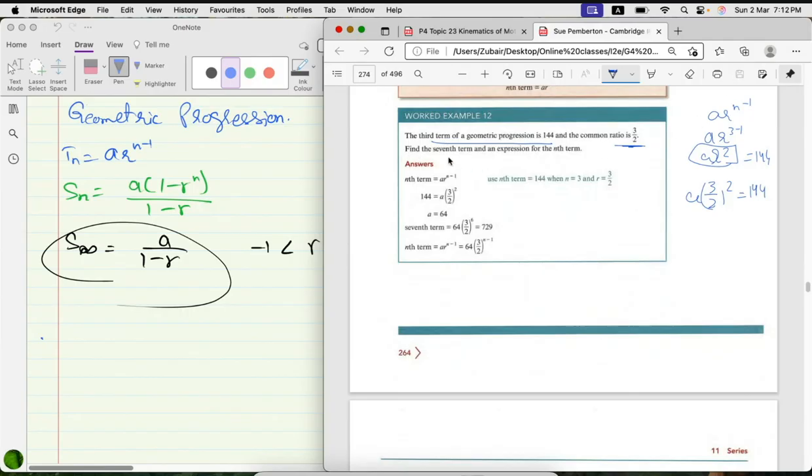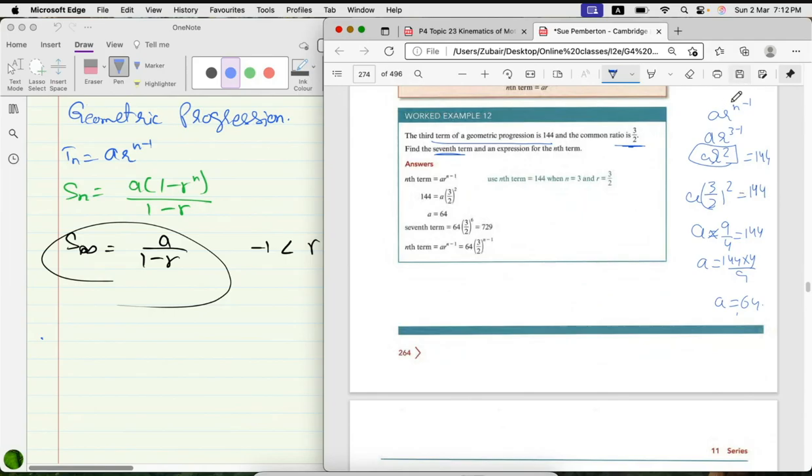And it says find the seventh term. So before that, I need to know what a is. So this is 9 by 4 is equal to 144. A is equal to 144 into 4 by 9. Getting 64. A is equal to 64.